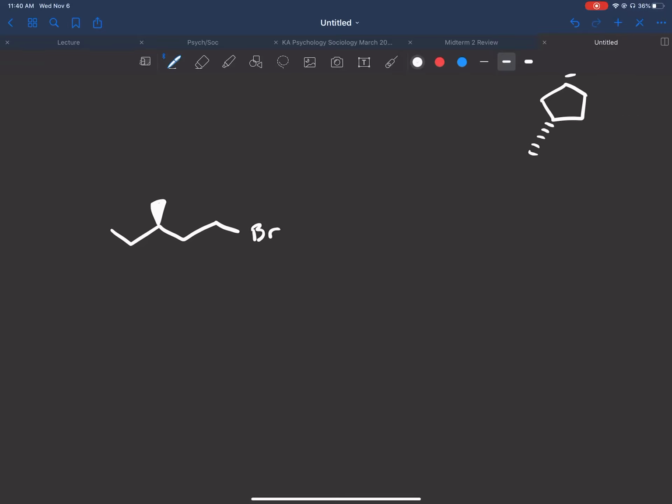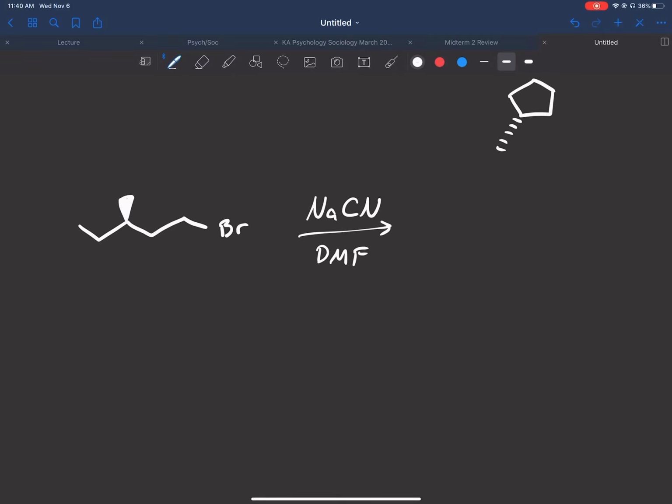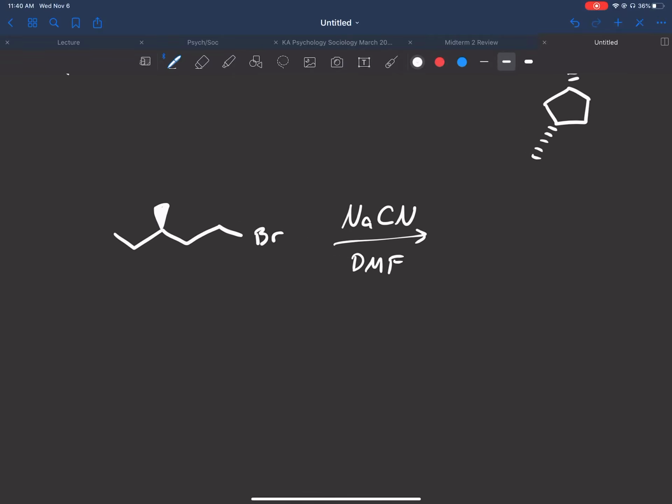So they gave us this structure, reacting with NaCN over DMF. All right. And so what exactly are we going to do here? Well, let's look at our first substitution pattern of the leaving group, right? They gave us a primary leaving group because that carbon with the Br is only bound to one other carbon, right? We have a good leaving group, it's a Br.